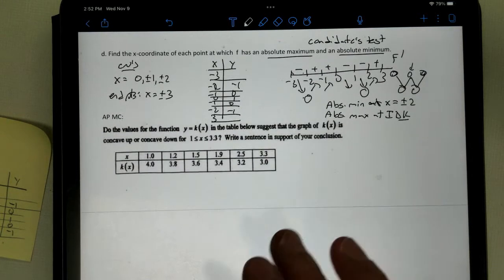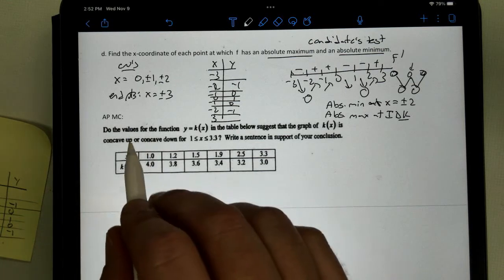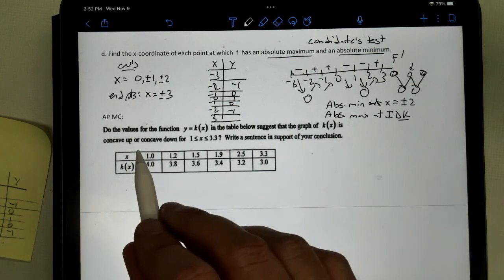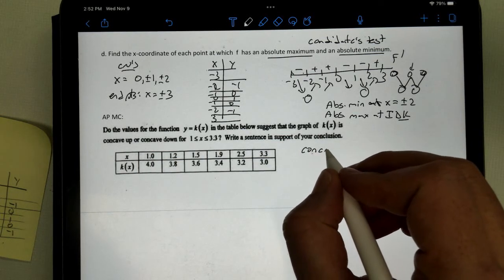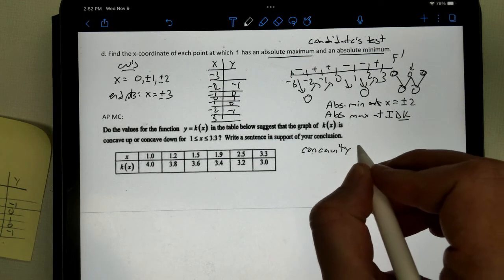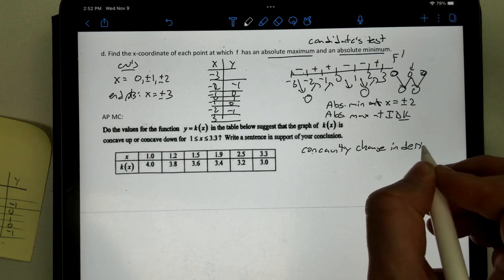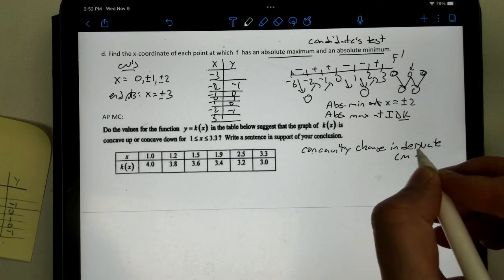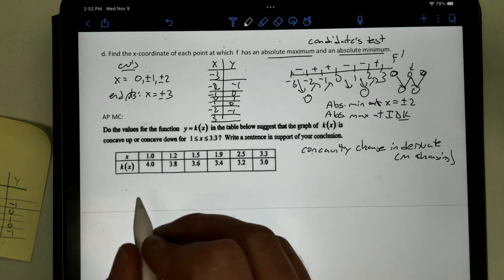All right, the next question, this is a really cool question. This is an AP question, multiple choice. It says, do the values of k in the table suggest that the function of k is concave up or concave down? This is a really cool way to understand concavity. Concavity is the change in the first derivative. In other words, it's how is my slope changing? Really quick way to answer that, ready?